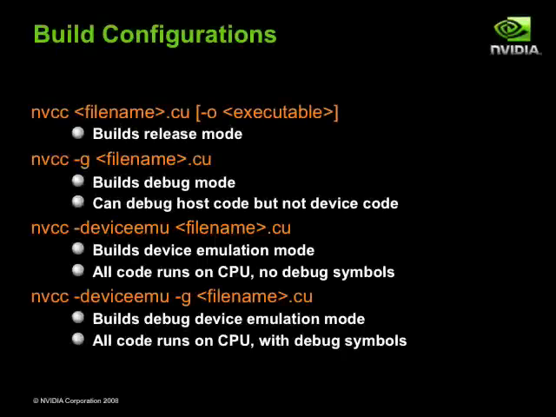There are four different build configurations one can use when developing CUDA code. Using NVCC with no flags builds release mode. The -G flag can be used to build debug mode. The -deviceemu flag builds device emulation mode, where all code runs on the CPU, but the executable contains no debugging symbols. The -G and the -deviceemu flags can be combined to build debug device emulation mode, where all code runs on the CPU and all code contains debug symbols.